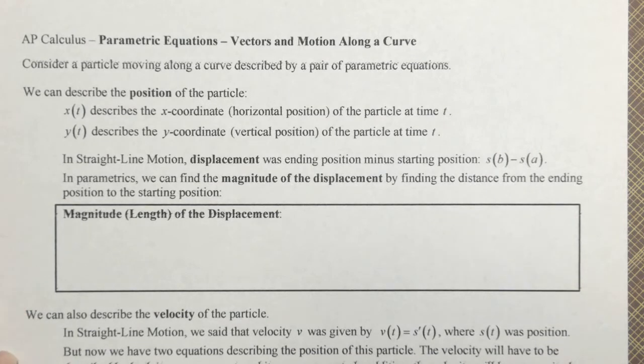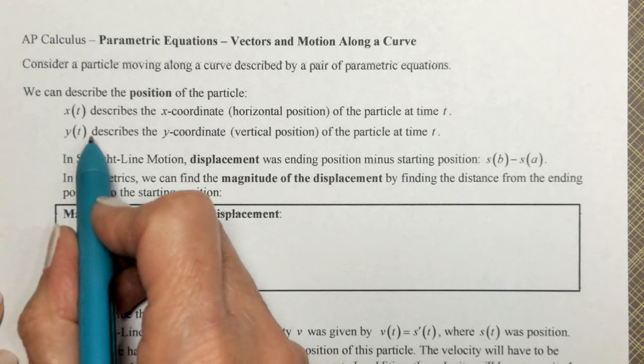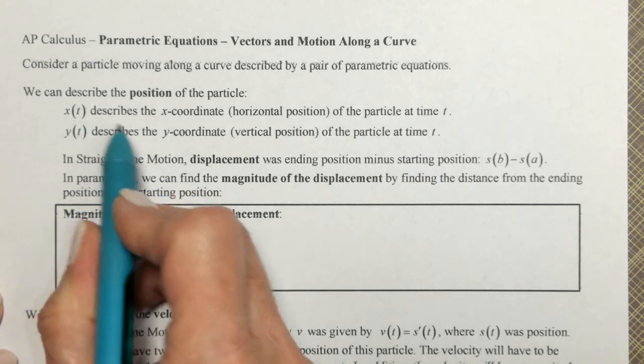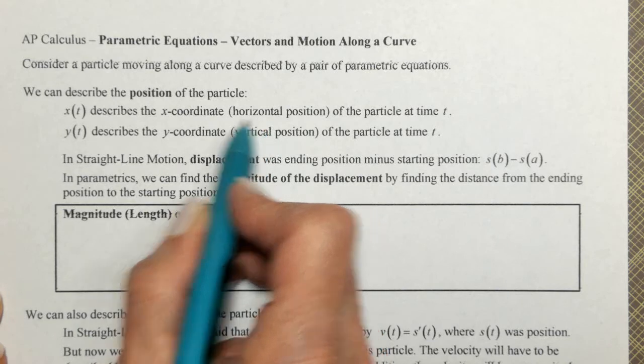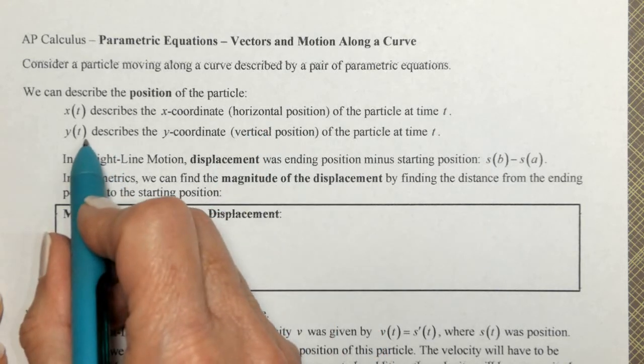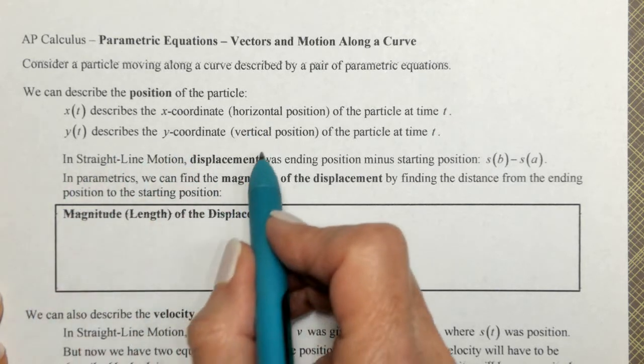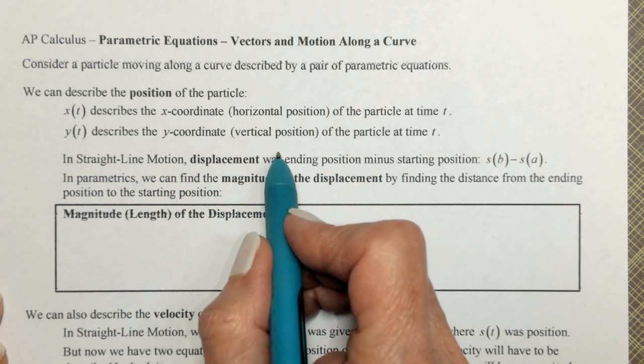We can describe the position of the particle with our parametric equations. X of t will describe the x-coordinate or horizontal position of the particle at time t. Y of t describes the y-coordinate or the vertical position of the particle at time t.